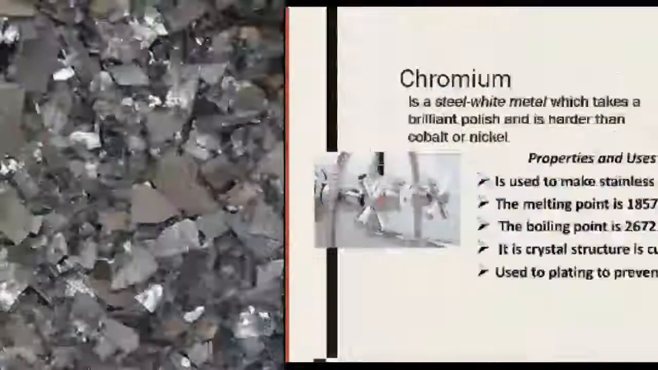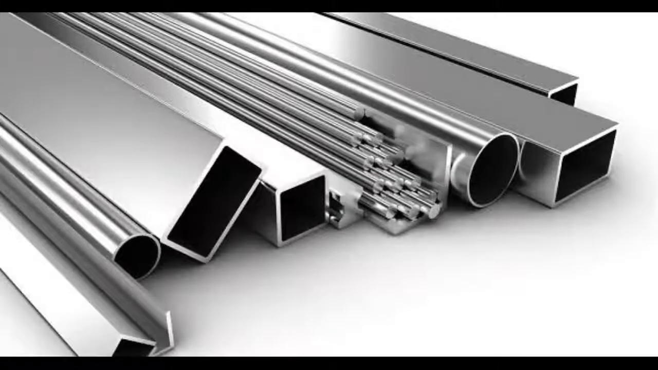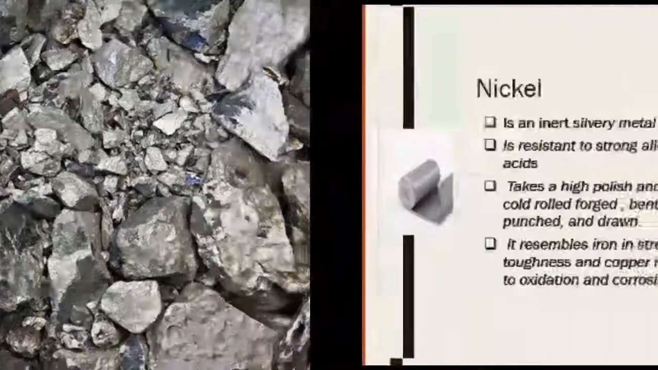Another is chromium. Chromium is a steel white metal which takes a brilliant polish and is harder than cobalt or nickel. Chromium is used in making stainless steel, hardened steel, and other alloys.